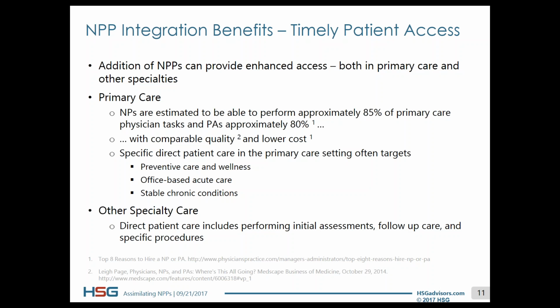So the enhanced access issue, both in primary care and other specialties, allows more timely patient access. If we look at primary care, there are estimates in the literature that indicate that NPs should be able to perform approximately 85% of primary care tasks, PAs approximately 80%, and studies have indicated comparable quality and lower cost in providing the care. Targeting areas such as preventive care and wellness, office-based acute care, and managing patients with stable chronic conditions tend to be their niche. And adding NPPs in that setting tends to be done in a cost-effective manner, as each of these individuals is highly productive, which we'll talk about in a minute.